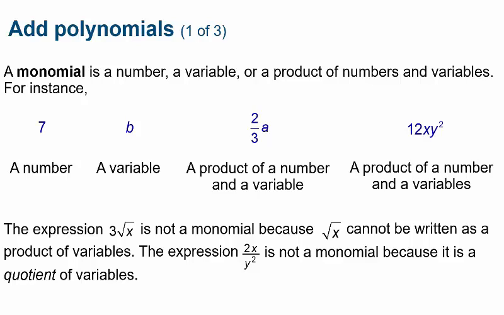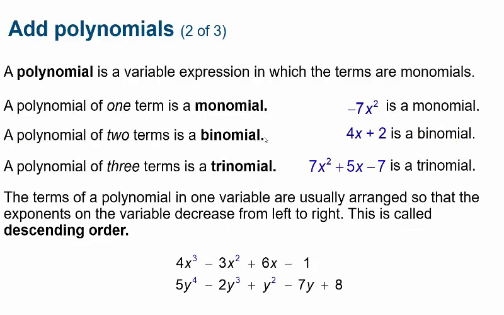These are all monomials. The expression 3 times the square root of x is not a monomial because the square root of x cannot be written as the product of variables, like y squared, which is y times y. Similarly, the expression 2x over y squared is not a monomial because it is the quotient of variables, not the product. So we're going to be talking about how you add and subtract monomials.